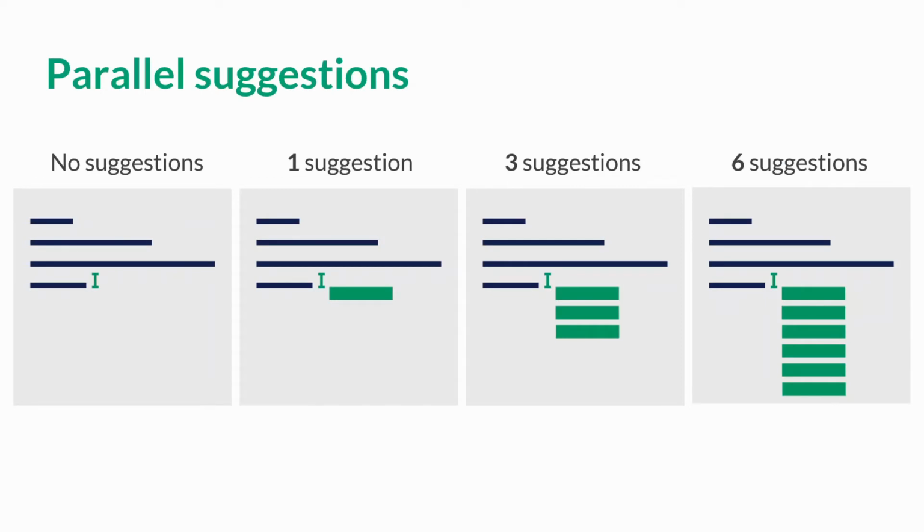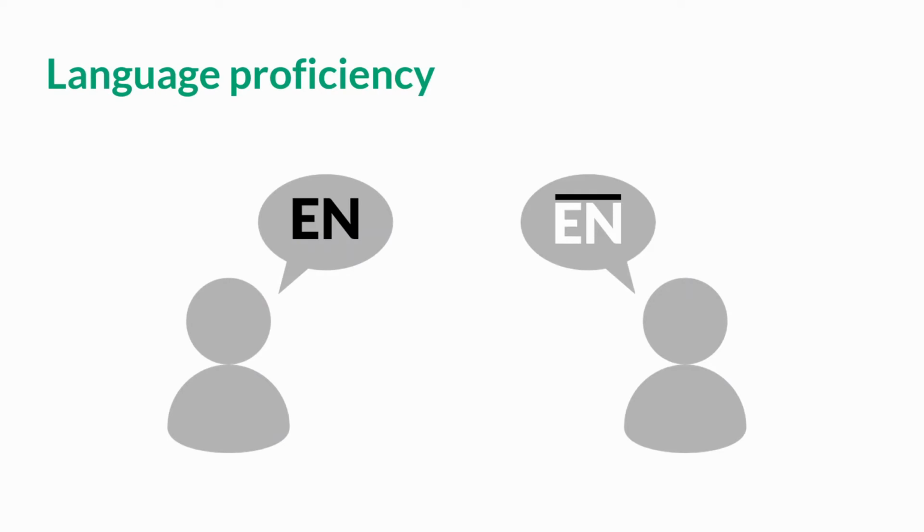We compared different numbers of suggestions. As you can see here, we compared having no suggestions and 1, 3, and 6 suggestions. We also looked at language proficiency, comparing native English speakers to non-native English speakers.